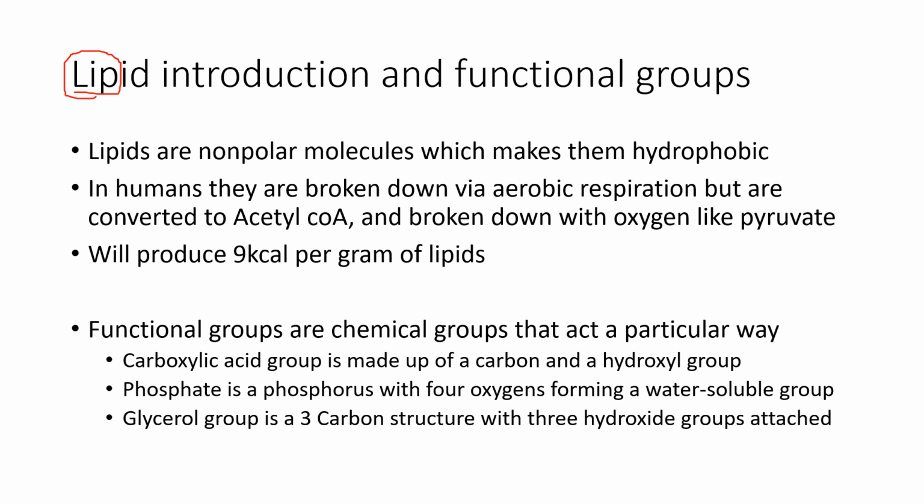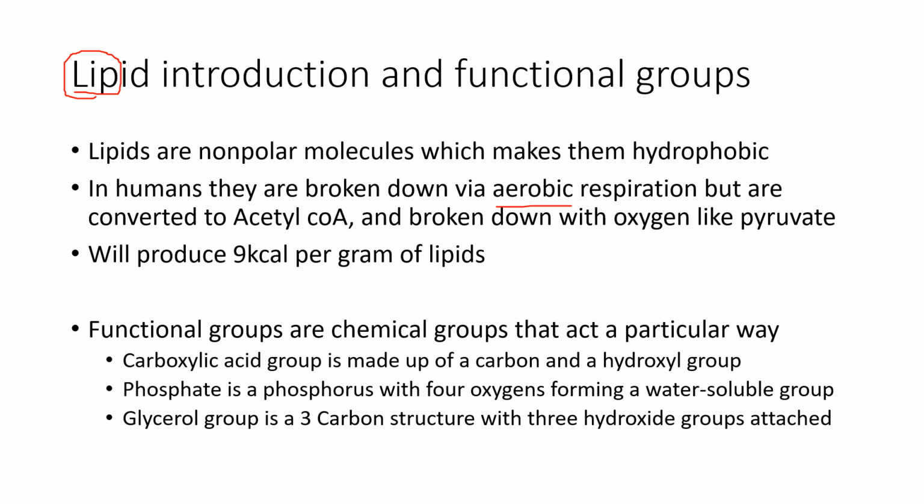In humans, we actually use lipids for energy a lot of times, and they're broken down through aerobic respiration. What ends up happening is, when you really want to break down pyruvate, you convert it to acetyl-CoA, and then you use oxygen to break it down. With fats, you take your lipids, you break them down to make acetyl-CoA, and then you use oxygen to break them down. Now, per gram, lipids have a lot more calories than glucose. You're talking about 1 gram of lipids will produce 9 kilocalories of energy.